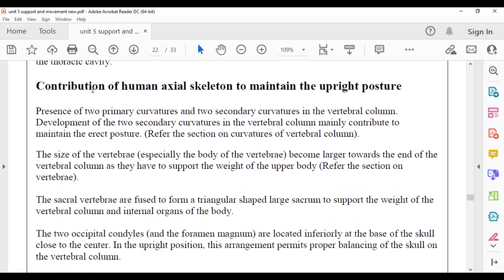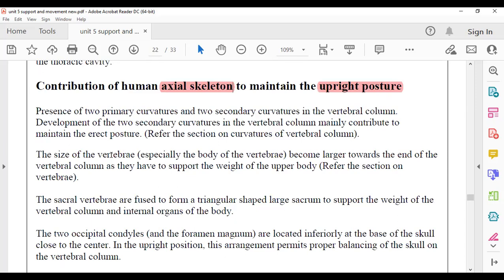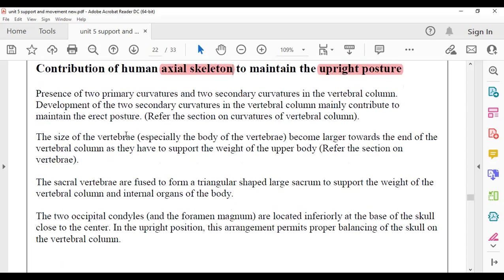So what is the heading for you here? Contribution of the human axial skeleton to maintain the upright posture. So we have an upright posture that actually has the contribution of the appendicular skeleton as well as the axial skeleton. In what ways the axial skeleton supports us is what we are going to speak about here. One of the qualities it has is developing primary curvature and secondary curvature.